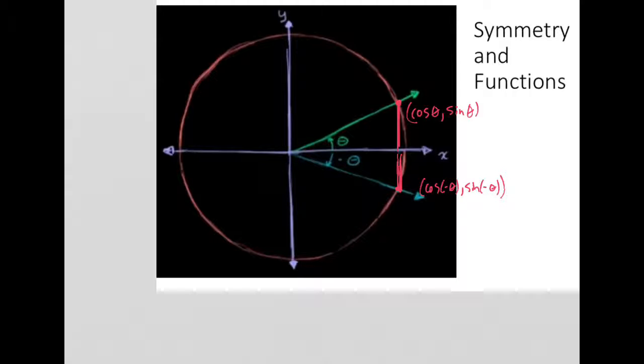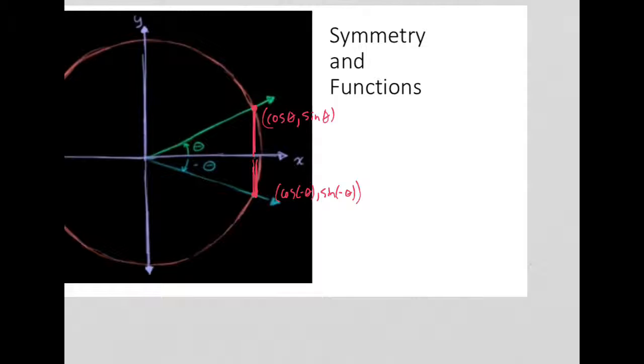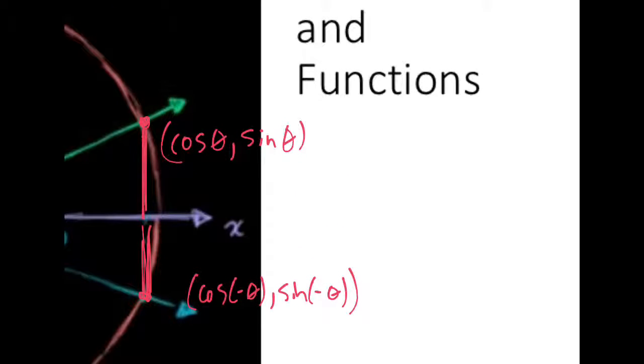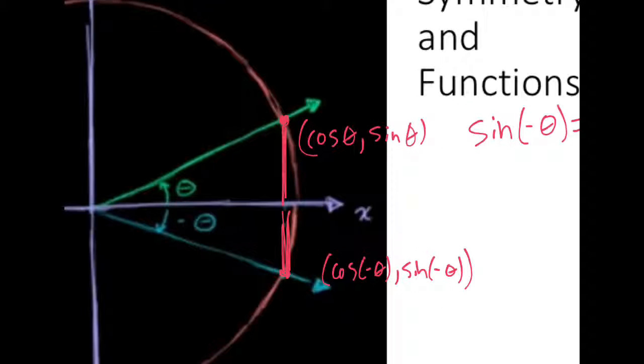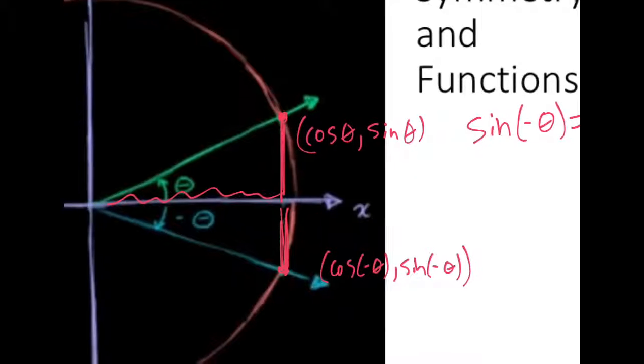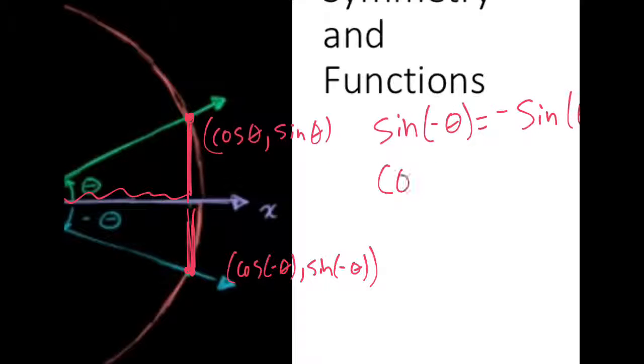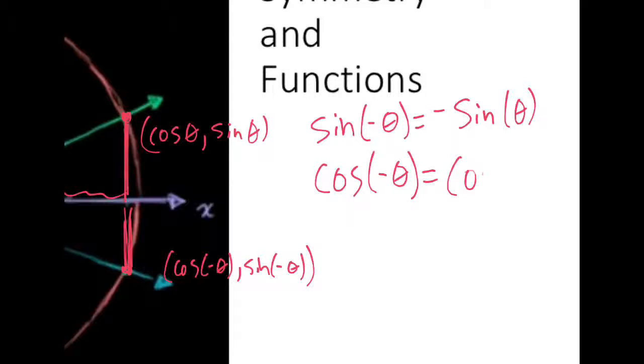How do those 2 y values compare? Well, they're opposites. So I can say that the sine of negative theta is the opposite of the sine of theta. And how do these 2 x values compare? Well, they're the same. Look, they share that base of that triangle. So I can say that the cosine of negative theta equals the cosine of positive theta.